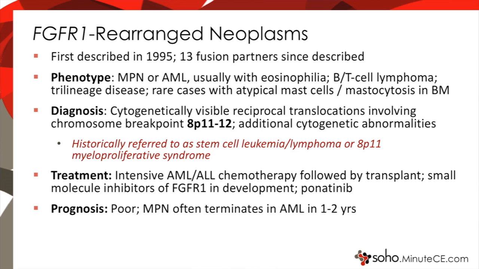Because these patients have very aggressive disease, it is often recommended they undergo intensive AML or ALL induction chemotherapy followed by transplant. But it's noteworthy that these are patients that also may be amenable to targeted therapy with FGFR1 inhibitors. The problem currently is that we don't have very selective FGFR1 inhibitors, so ponatinib has been used and FGFR1 inhibitors are currently in development. These are patients, again, that have a very poor prognosis. If they have an MPN, it usually terminates in AML in a very short period of time, usually about 1 to 2 years. So transplant as an option is key.